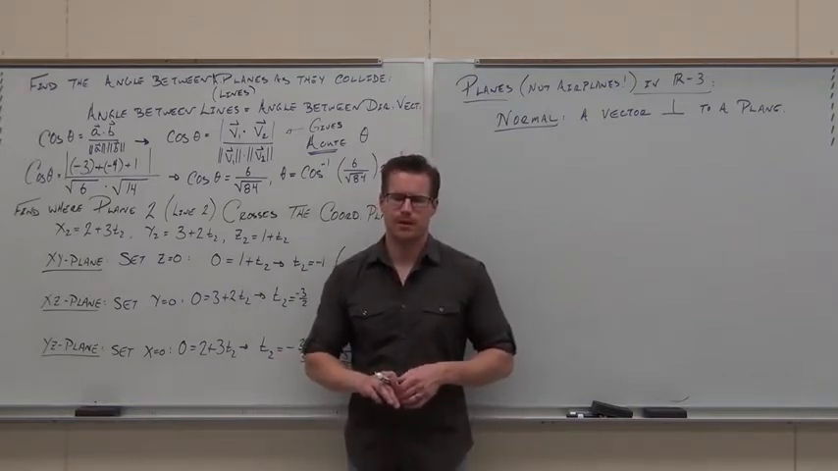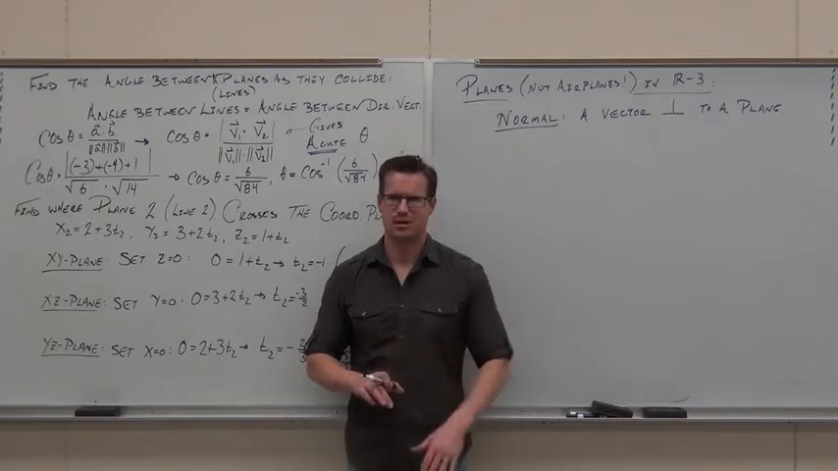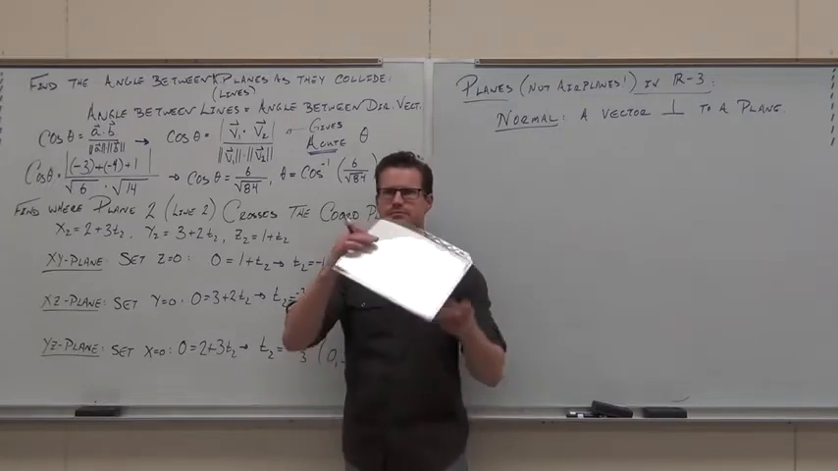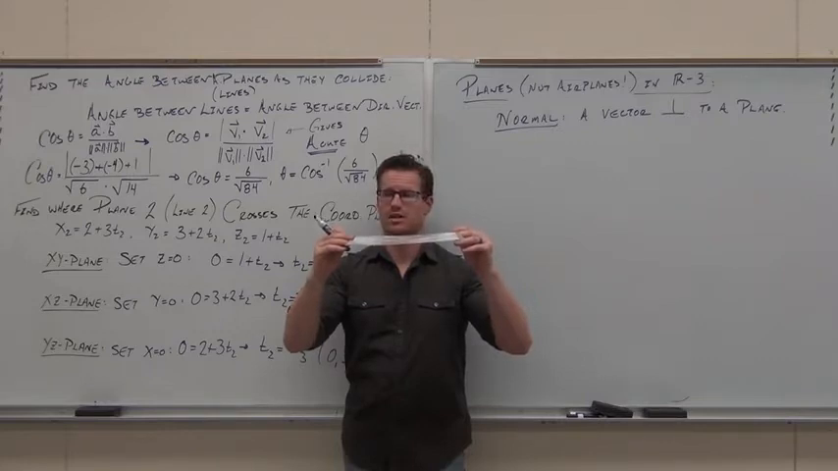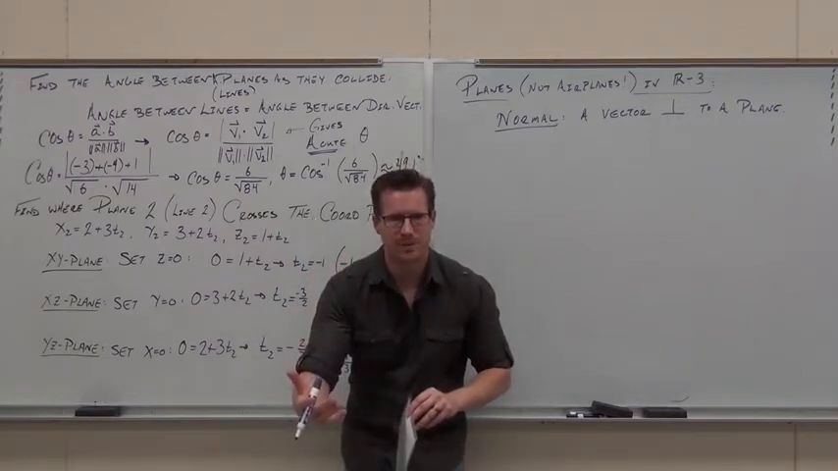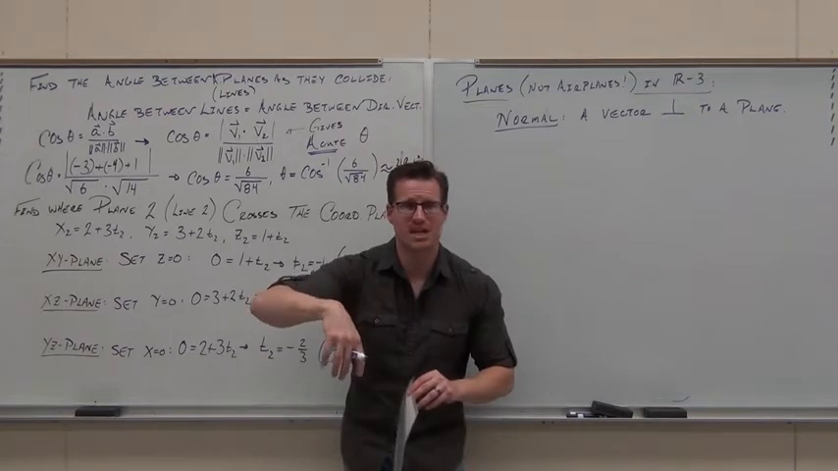How about this? How many normal vectors are there to a plane? Here's a plane. How many normal vectors come off of that thing? Infinitely many. Are those normal vectors all parallel? Yes. Which means they're all scalar multiples. So while there are infinitely many normal vectors, they're all scalar multiples of the same unit normal.